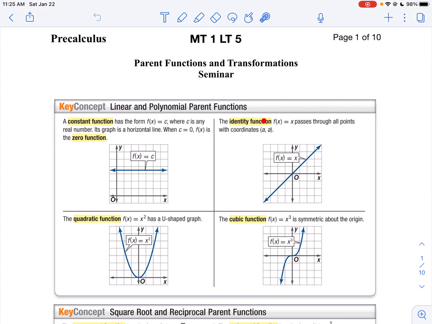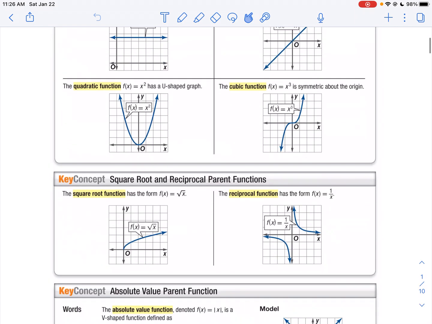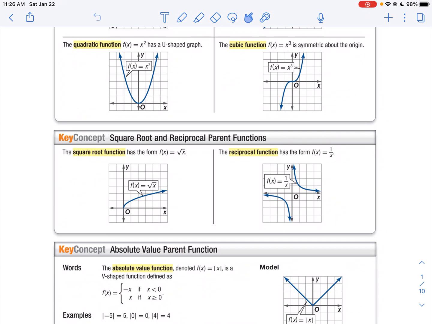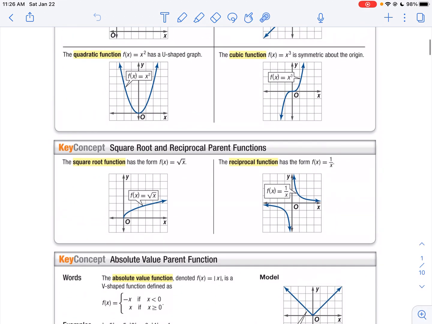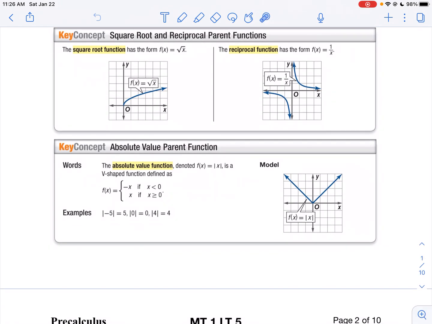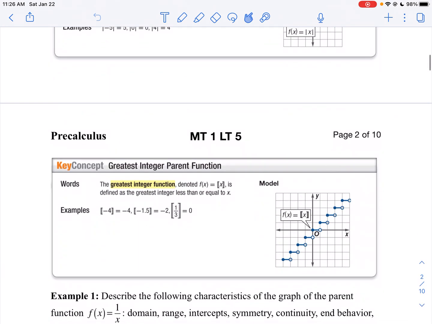An identity function, that's your linear function. That's a straight line. Then a quadratic is going to be a parabola. We have a cubic. Those are polynomial functions. Then we're going to take a look at square root functions. And notice the square root function forms kind of a gentle curve here. It only has one direction because you can't take the square root of a negative. The reciprocal function, you can't divide by 0, so you get these asymptotes on it. The absolute value function forms a V. And then the greatest integer function.